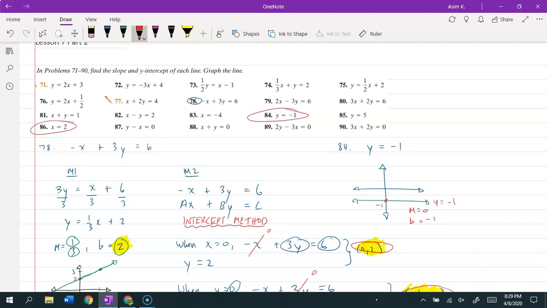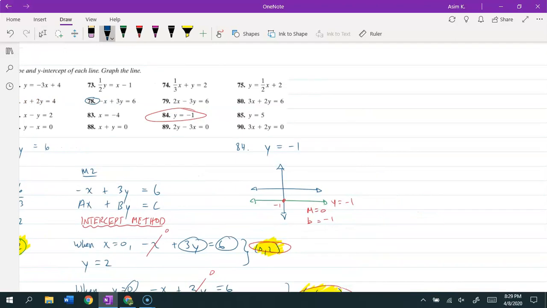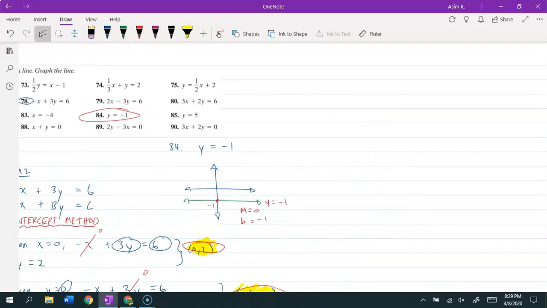And they asked us to graph the line. We already got a graph there. Number 86 says x is equal to 2. Why not? Well, in number 86, if x is equal to 2, that's basically what kind of line? It is a vertical line, right? So make a quick graph. Go to where x is equal to 2. And when x is equal to 2, just essentially make a line right there, right?